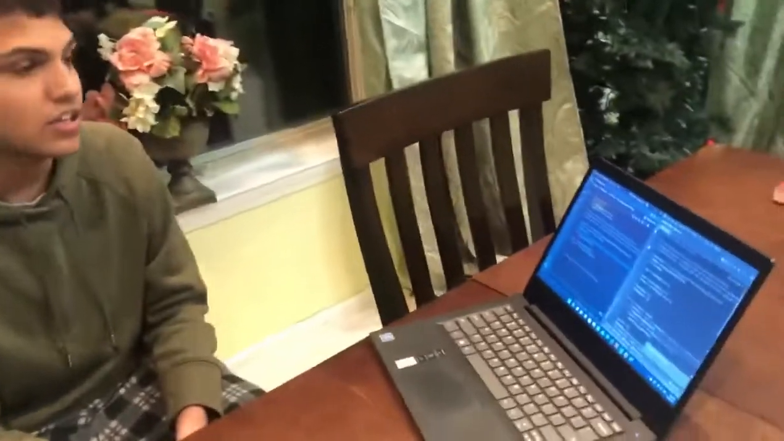Hi, my project is on deciphering germline mutations from somatic tumor sequencing. Here is my code.